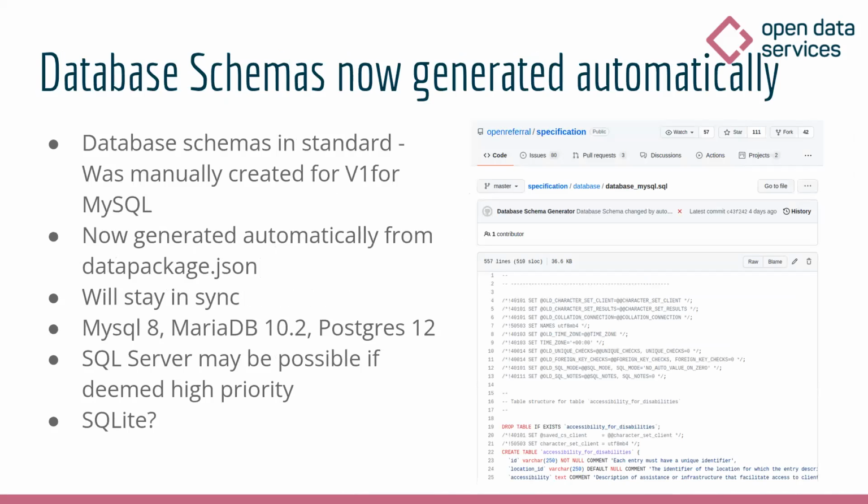The other thing we've done is that we have database schemas, which are now generated automatically. Previously there was a MySQL database schema in the repository, and this was manually created for version 1, which is now out of date because we're on version 2. It also had some tables for things like users and keys, which weren't part of the standard. So now we have database schema tables, which are generated automatically from datapackage.json again by GitHub continuous integration.